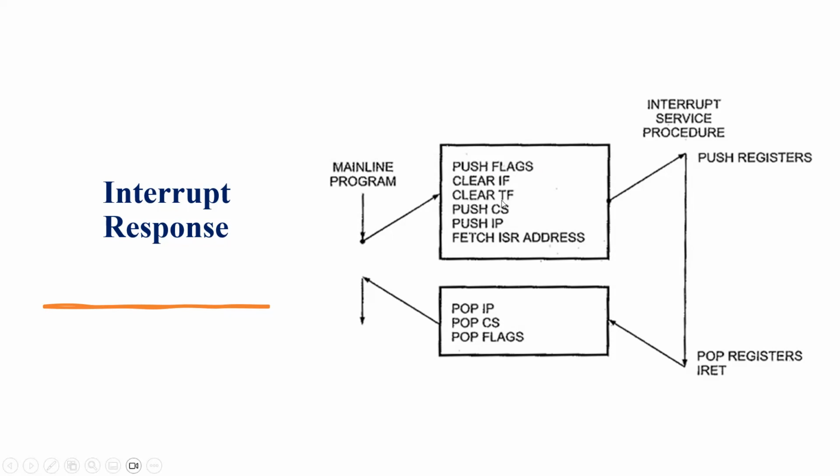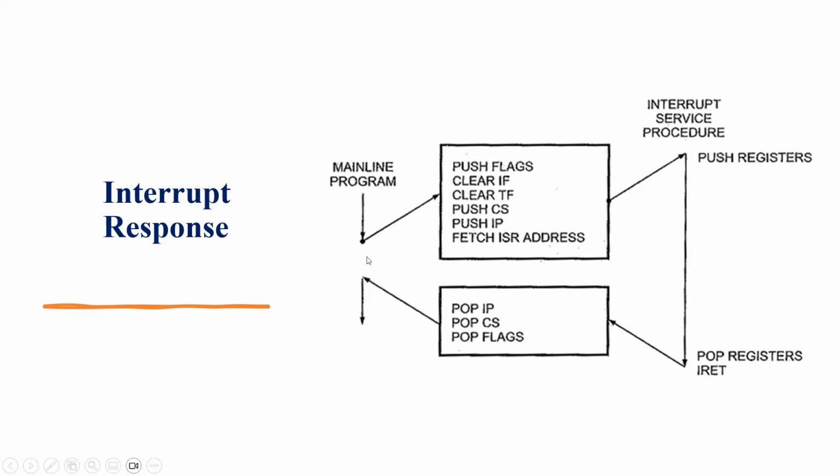And one more thing is we are clearing TF. The reason is, if we do not clear TF, our processor enters into single step execution mode. That means for each and every instruction execution, it will provide a result to us. If it is okay, it will go and execute the second instruction. It is a time-taking process. To avoid these two things, first I clear the interrupt flag IF and later I clear the trap flag TF.